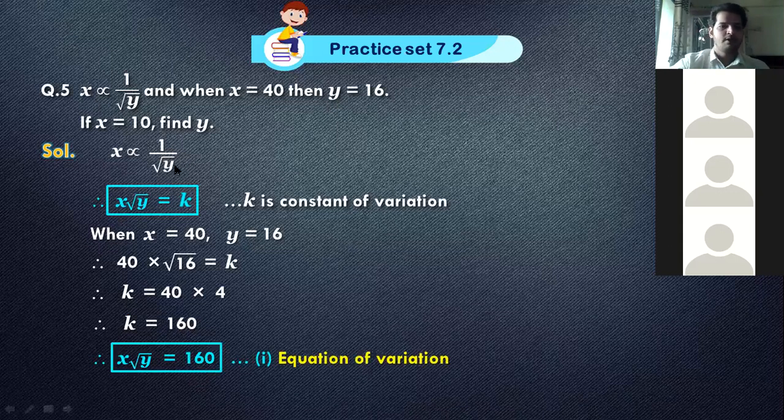Now, if x equals 10, find out y. So we will find that, but in the next part of the slide. So kindly start copying down.